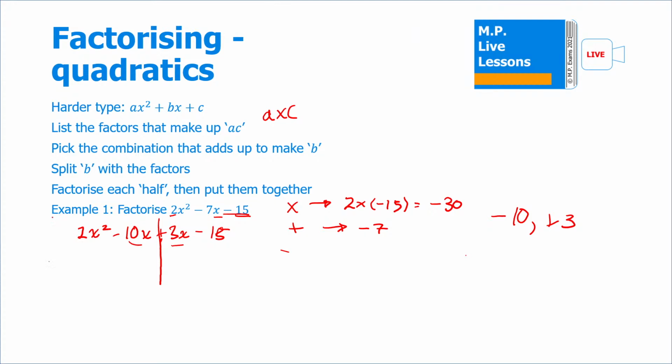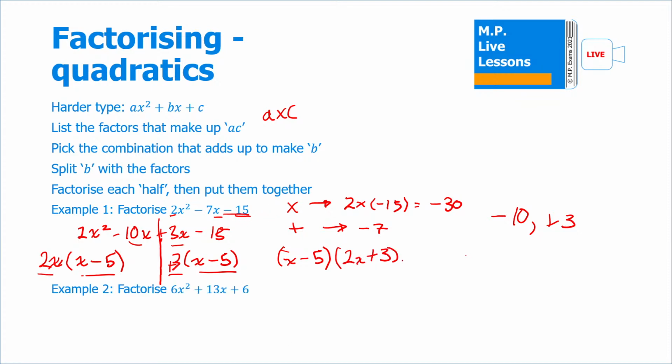So if you factorize each half, you get 2x, x minus 5 on this side. And the other side, you get 3 and then x minus 5. What you should get are the two same brackets here. So one of your brackets is going to be x minus 5, and your other bracket is going to be these two terms just added together. So you get 2x plus 3.